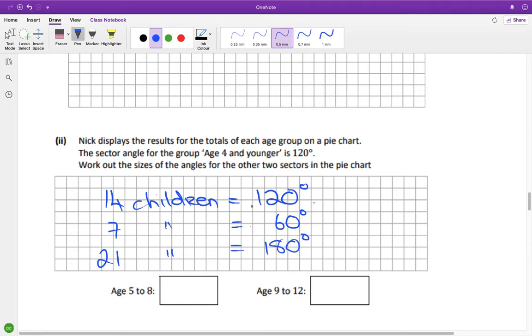Okay, so 14 children is 120. 7 children is half of 14, so I halve this to get 60. And then 21 children is 3 times bigger than 7, so this has to be 3 times bigger. Now, does that work? 120 plus 60 plus 180? Yeah, 360. Okay, so this is 60 and this is 180. Okay?